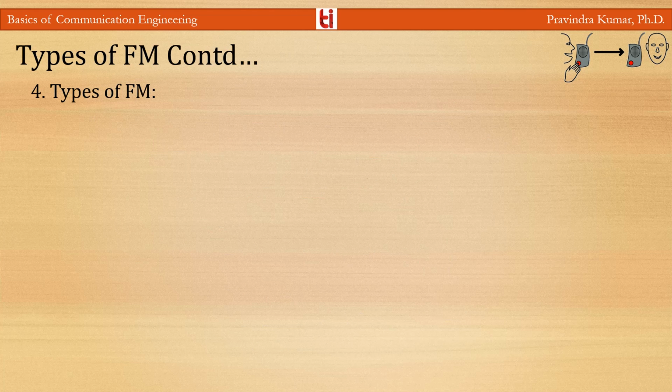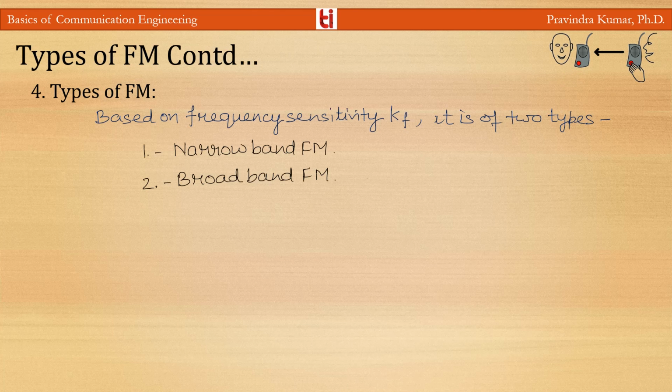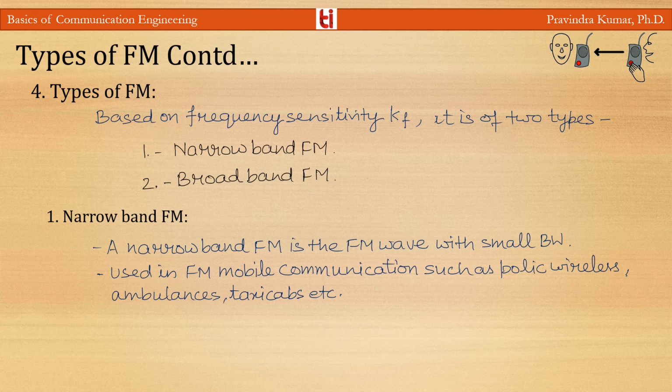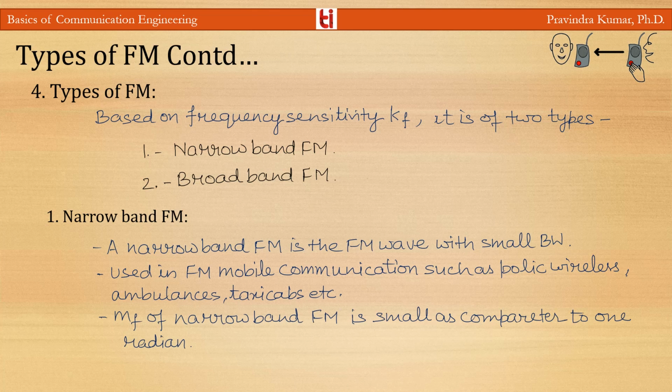So now we will discuss types of FM. Depending on the value of frequency sensitivity k_f, FM can be divided into two types: narrowband FM and wideband or broadband FM. A narrowband FM is the FM wave with a small bandwidth. This system is used in FM mobile communication such as police wireless, ambulance, taxi cabs, etc. And the modulation index of a narrowband FM is small as compared to 1 radian. So the modulation index will be less than 1.